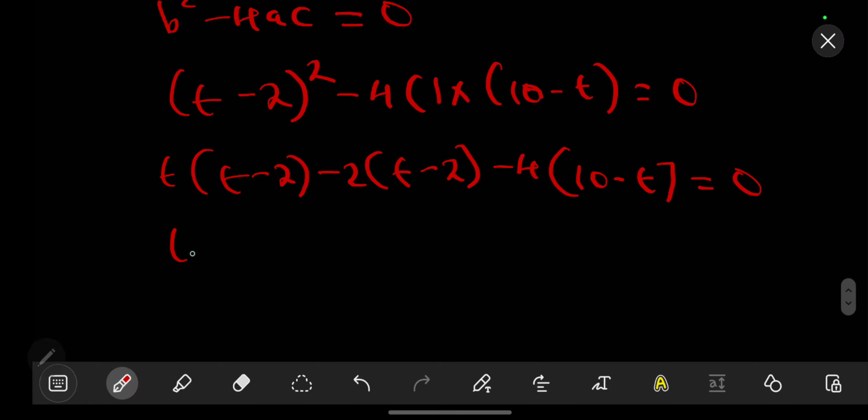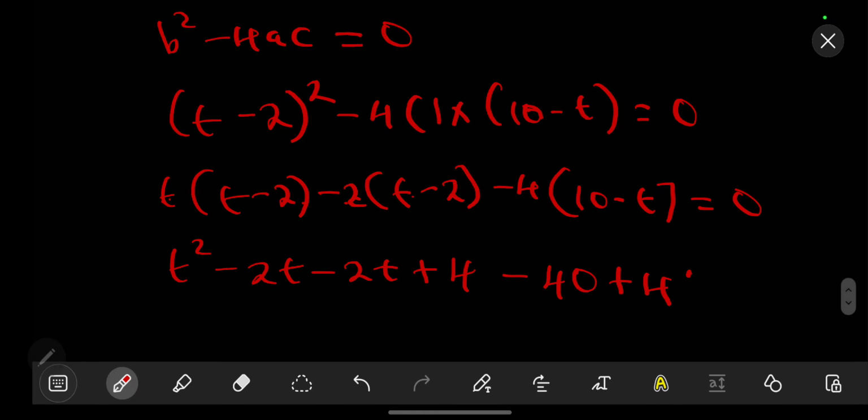So let's expand. This times this, t squared; this times this, it will be minus 2t; this times this, minus 2t; this times this, we are going to have plus 4. Then we have our negative 4 there, so let's multiply. Negative 4 times 10 is negative 40. Negative 4 times negative t is plus 4t, which should be equal to 0.